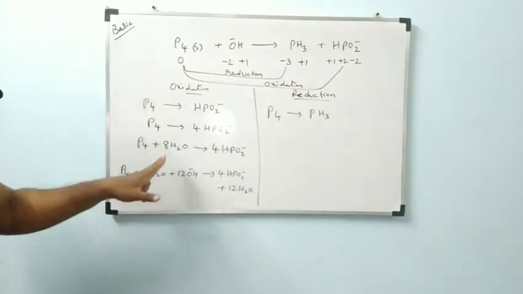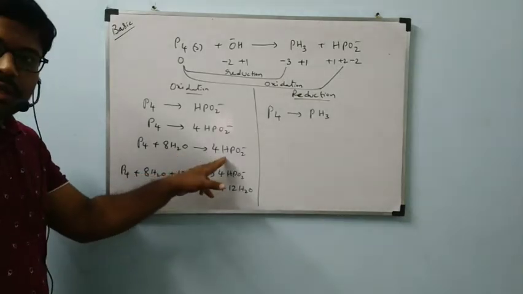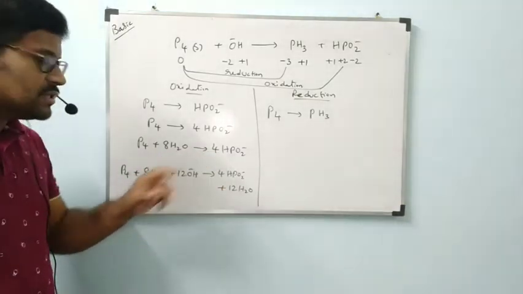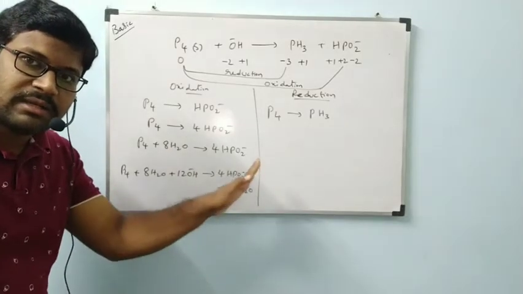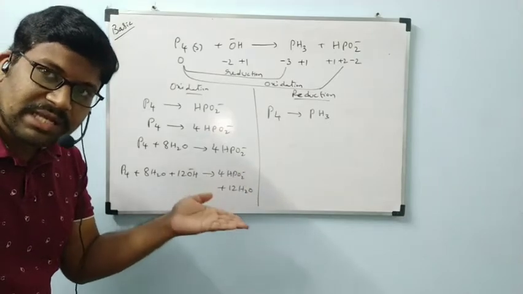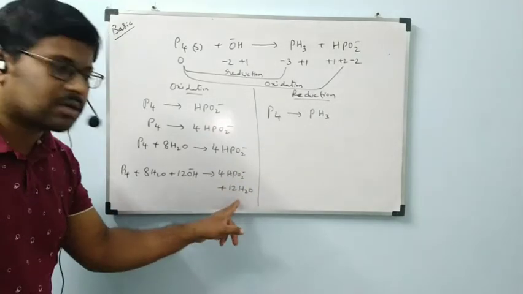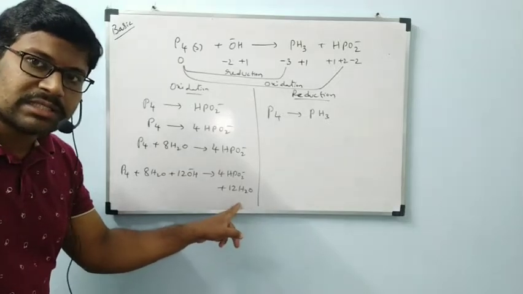See once again, 8 twos are 16 hydrogens. Here 4 hydrogens are there. 16 minus 4, 12. 12 hydrogens must be balanced on the right side. On which side we have to balance the hydrogens? On that side we have to add water molecules. How many hydrogens must be balanced? 12.